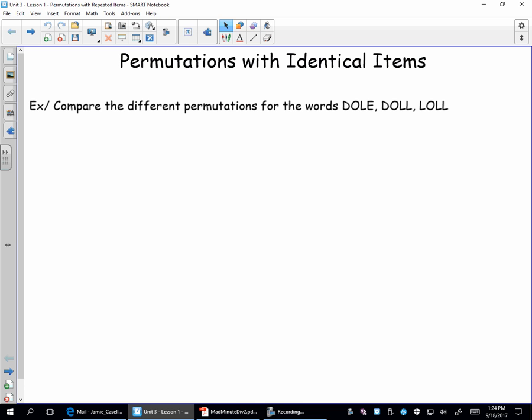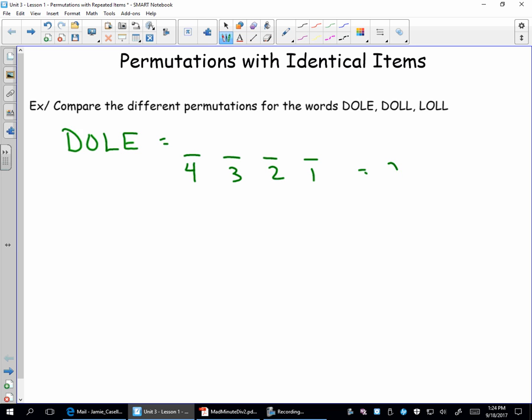The word's dole. Now the word dole has 4 distinct letters. So when I decide permutations for it, I've got 1, 2, 3, 4 spots to fill. And I got 4 choices for the first letter, the D, the O, the L, the E. And then 3, and then 2, and then 1. So I have 24 different choices, right? 4 factorial. Okay? But the challenge happens when I look at the next word, the word doll.